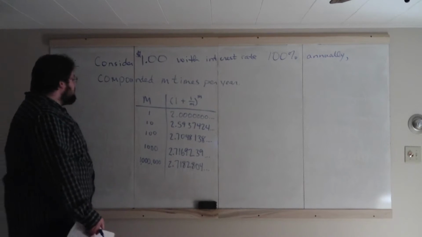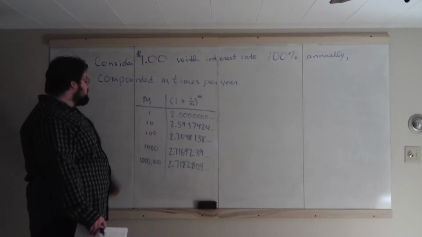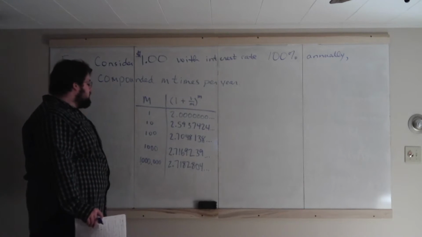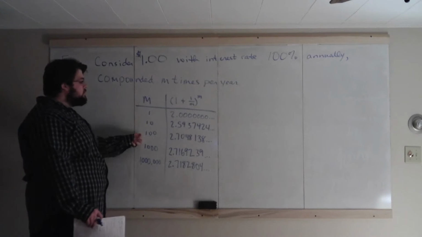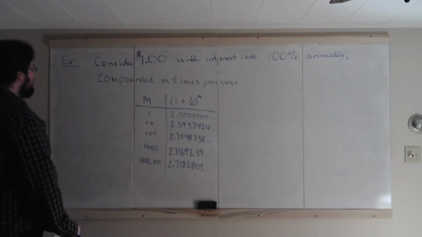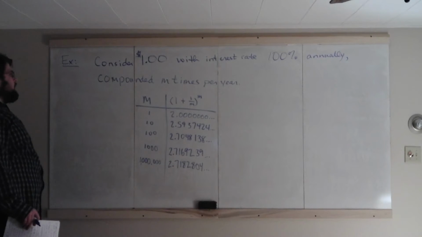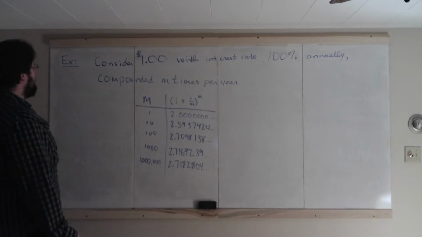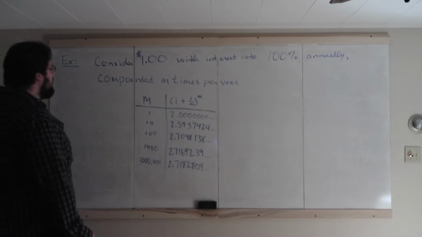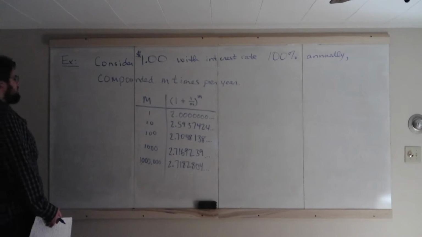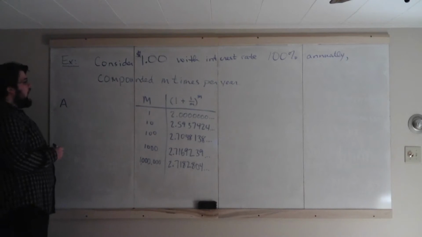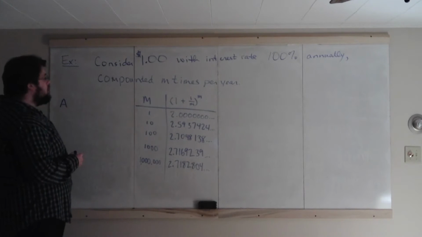M is compounded 10 times per year, 100 times per year, 1,000 times per year, 1,000,000 times per year. So like a daily compounding is somewhere between this 100 and 1,000. So here we're considering up to 1,000,000 times being compounded per year. Now, the left side of this chart is m, the number of times it's compounded. What's the right side of this chart? 1 plus 1 over m to the m. Well, that's the amount in the account after 1 year.